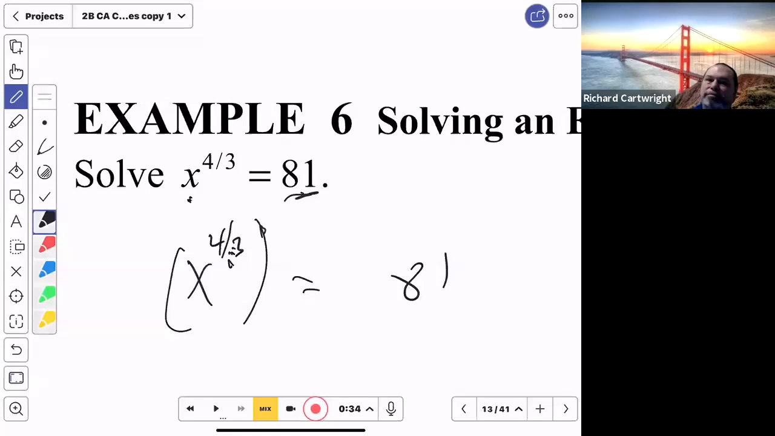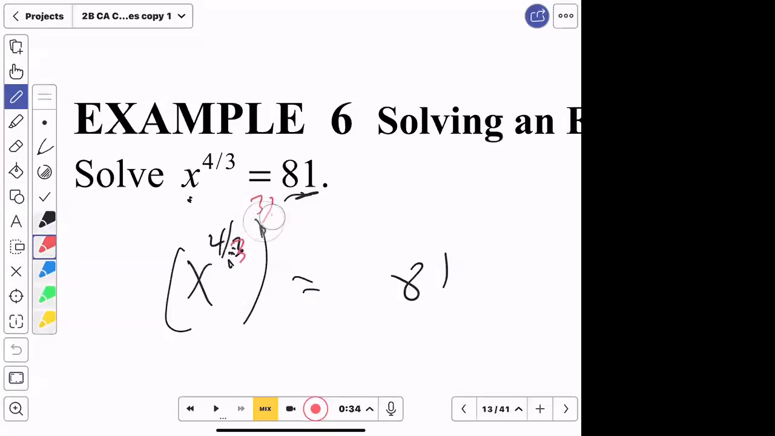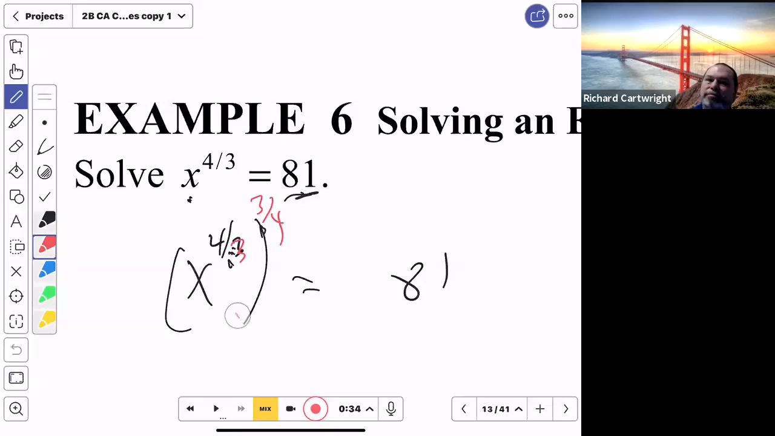How could I get rid of the 4/3? What times 4/3 makes it go away? 3/4. But if I raise this to the 3/4, then I have to raise this to the 3/4 as well. But that's fine because 12 over 12 is 1. That gives you x.